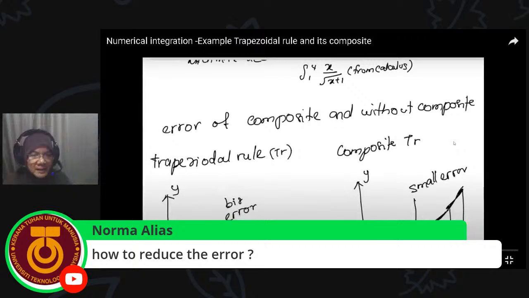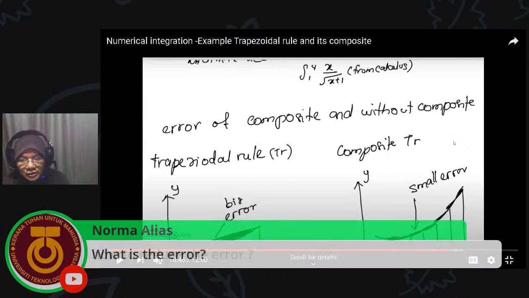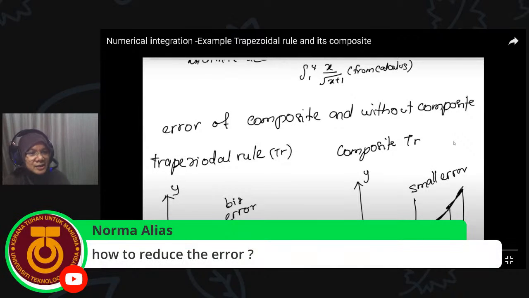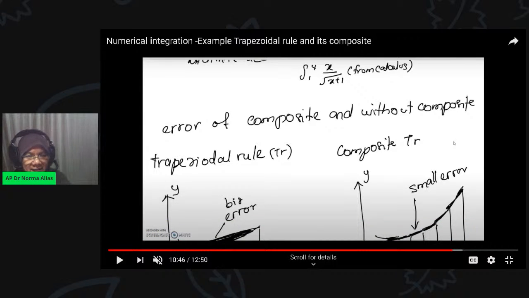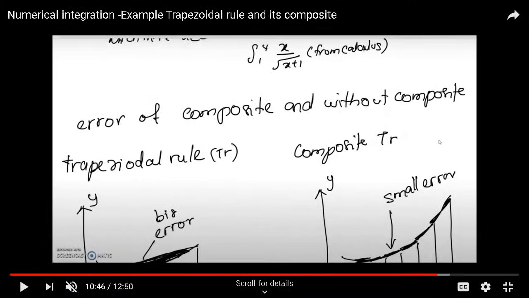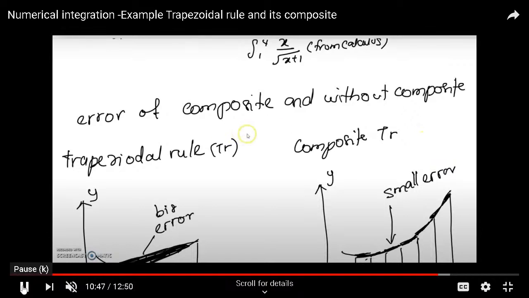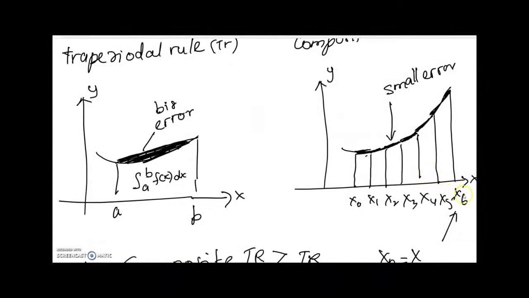All right, so now my question is how we want to reduce the error and what the error actually is. Let's refocus on our notes. The error when we compare between the trapezoidal rule and the composite trapezoidal rule is the difference between the area below the trapezium and the area below the graph. So there is a gap between the trapezium and the graph.